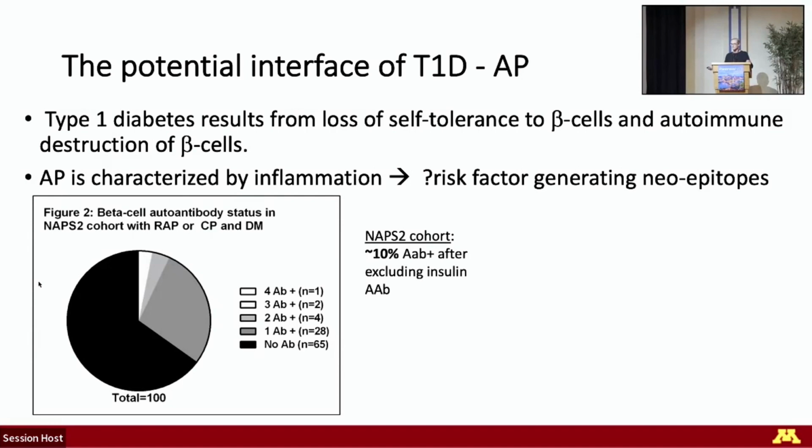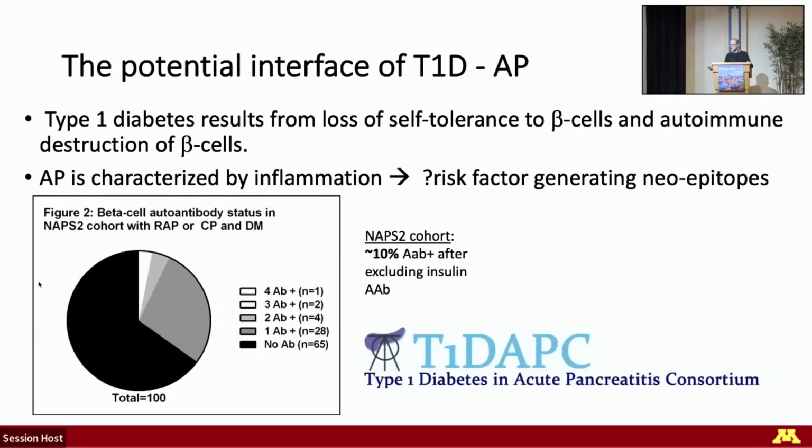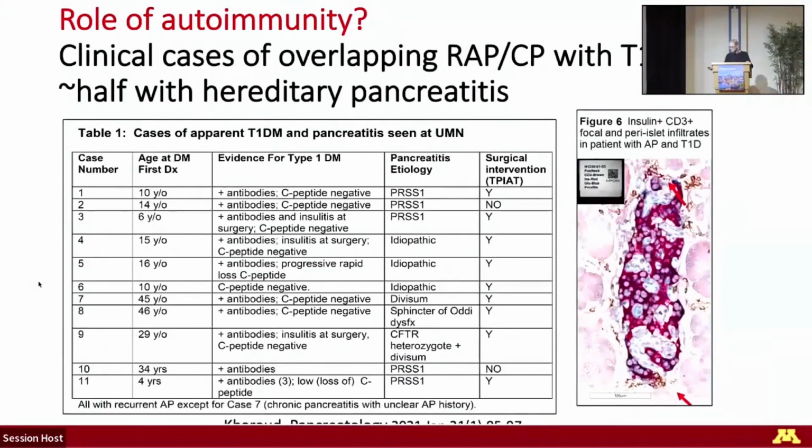So we have a hard time telling, is that endogenous or is that a result of treatment? So if you just take out the insulin antibodies, you still have about 10% who are positive for other autoantibodies. So there certainly seemed to be a signal here of some immune response against the islets. This is something that we're looking at more closely as part of the type 1 diabetes acute pancreatitis consortium, or the DREAM study, in terms of potentially one of the mechanisms driving diabetes and pancreatitis.